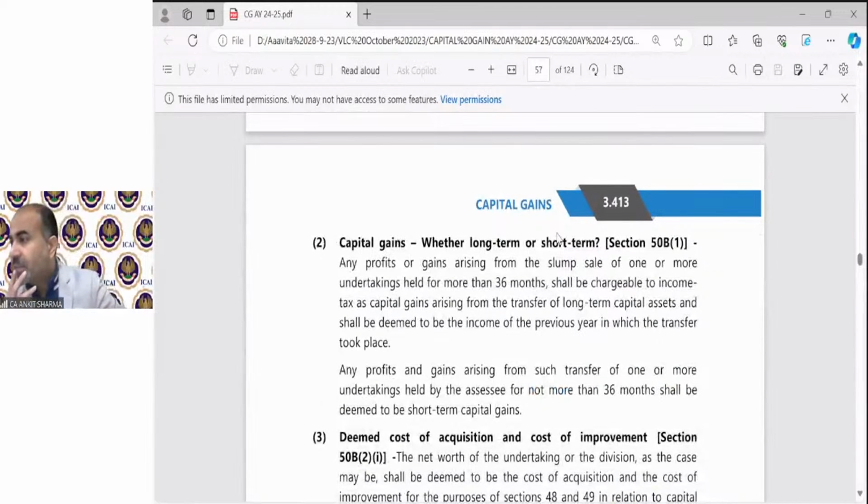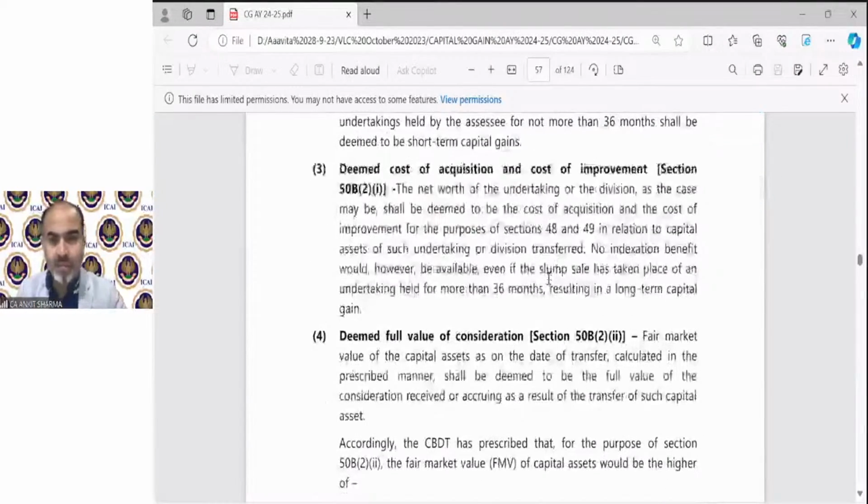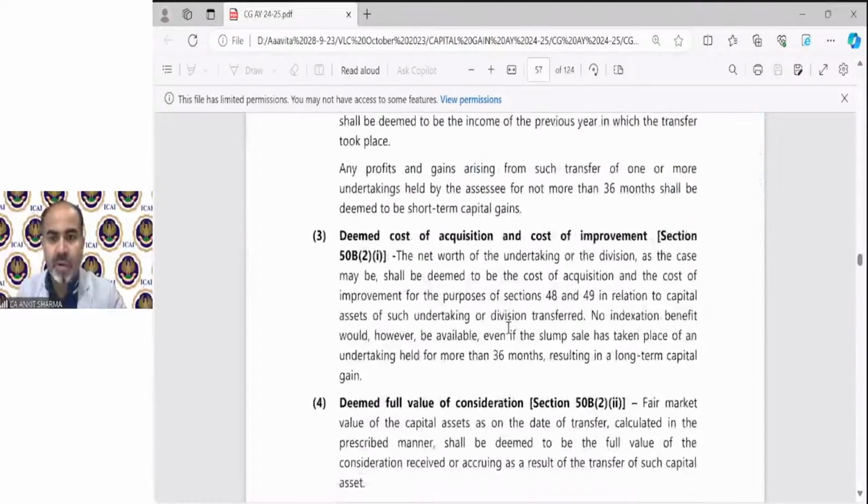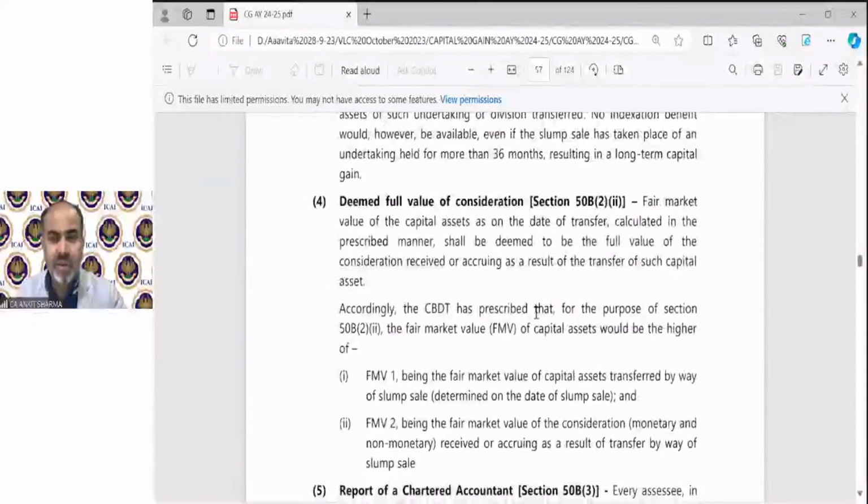Okay, somebody, Sampurna Rai, was asking: I can't understand under slum sale the fair market value, higher of FMV1 and FMV2, that is given on page number 3.413. Capital gain, deemed cost of acquisition, deemed full value of consideration. The fair market value of the capital asset as on the date of transfer, calculated in the prescribed manner, shall be deemed to be the full value of the consideration received or accruing.